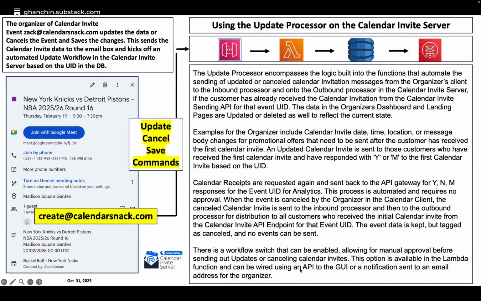It could be wired using the API to the GUI or a notification sent to an email address to the organizer to let them validate that there's been a change in the workflow status for that particular event.